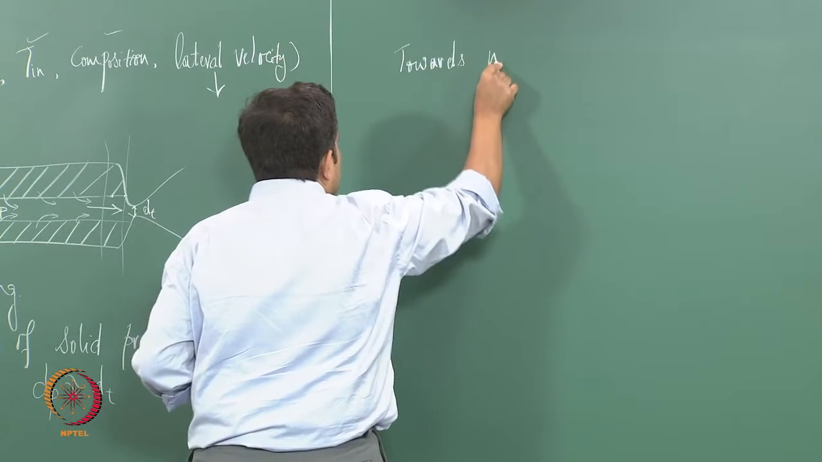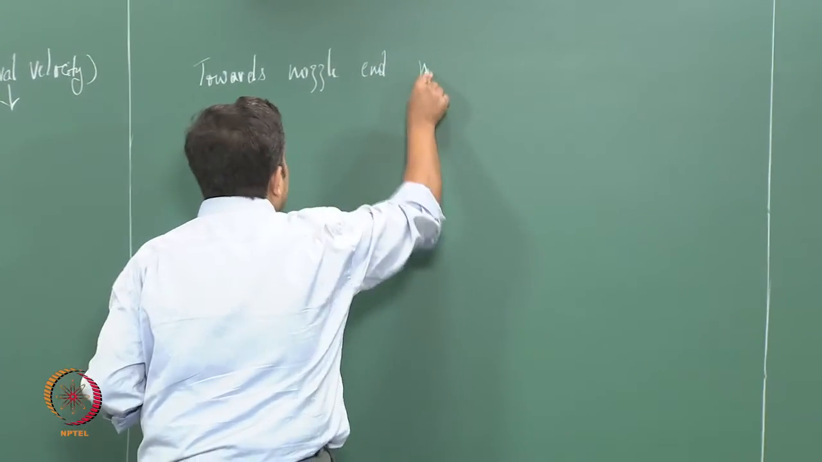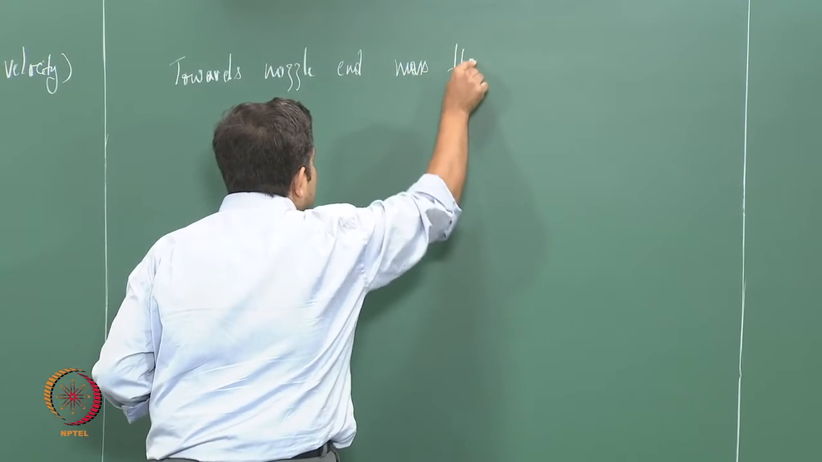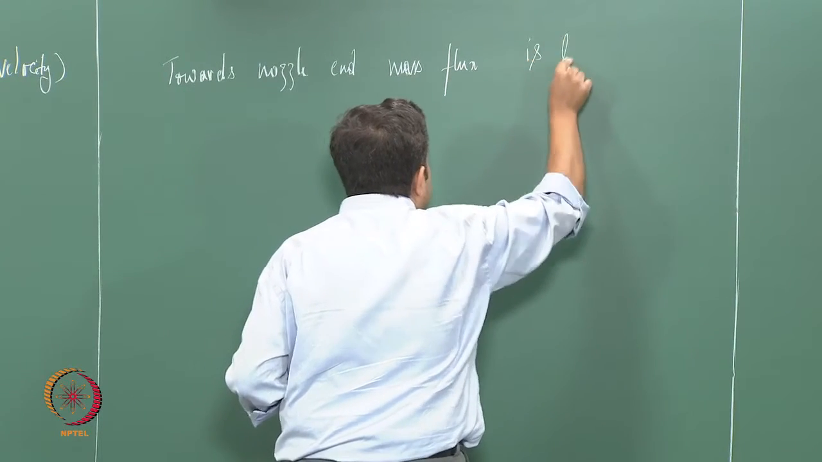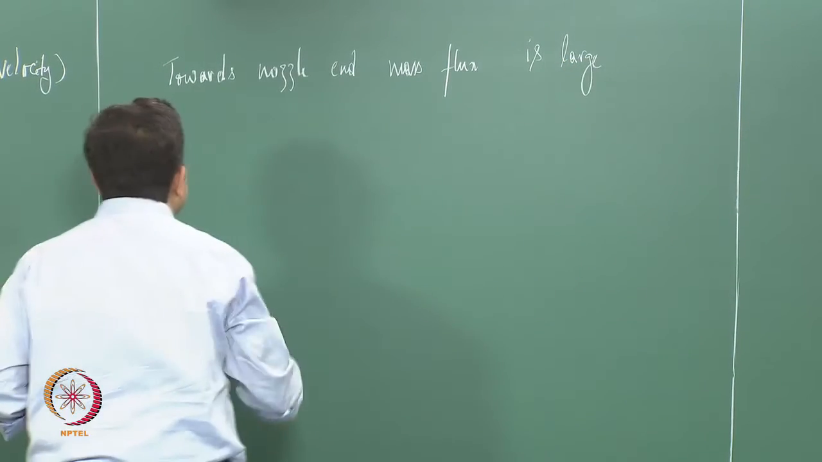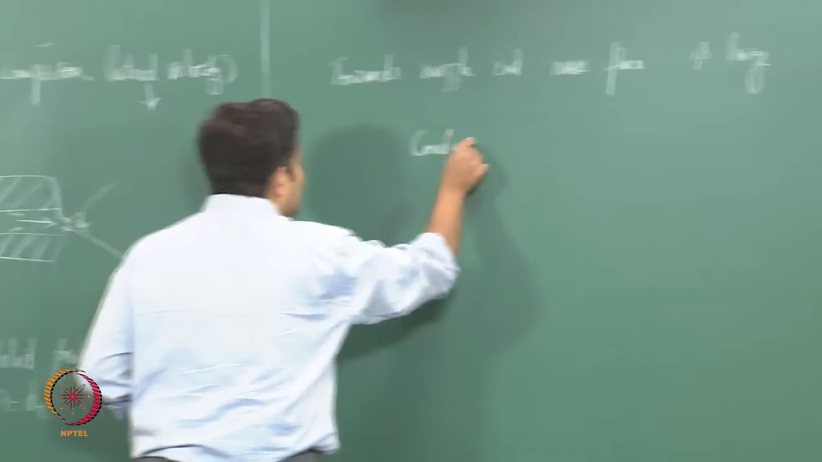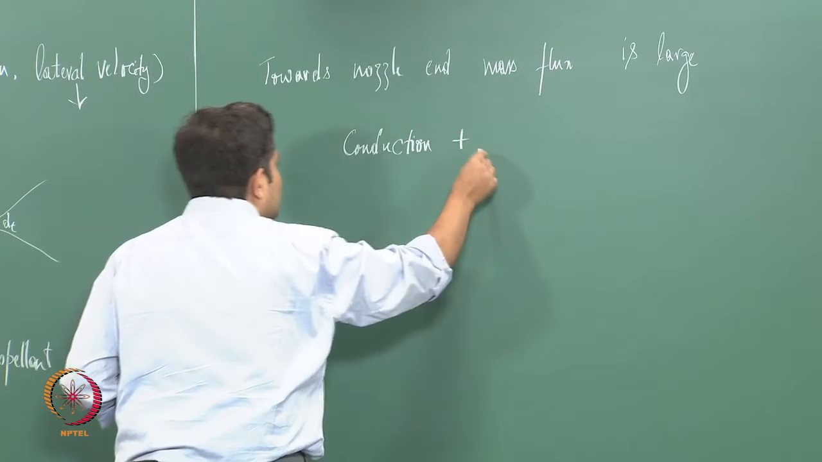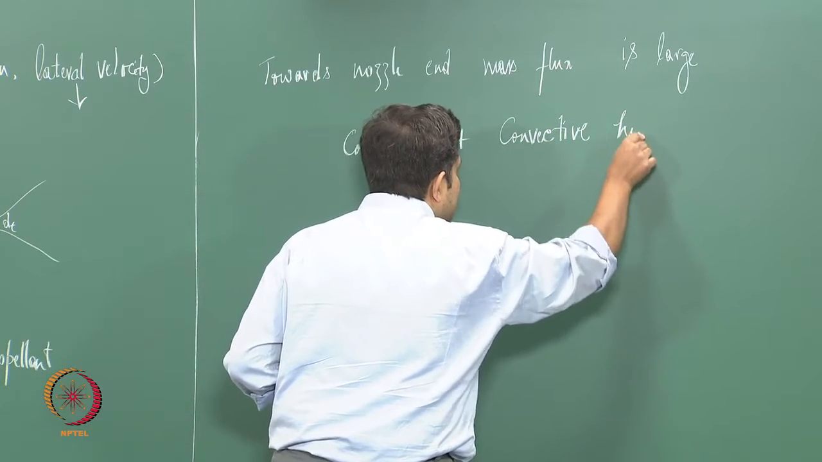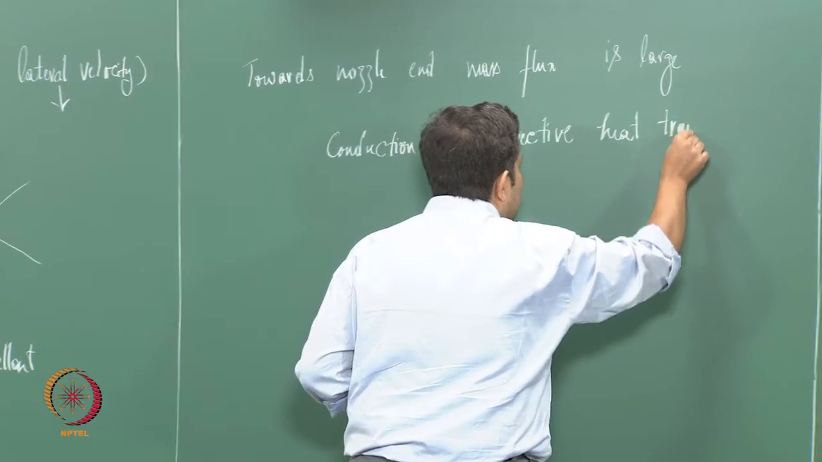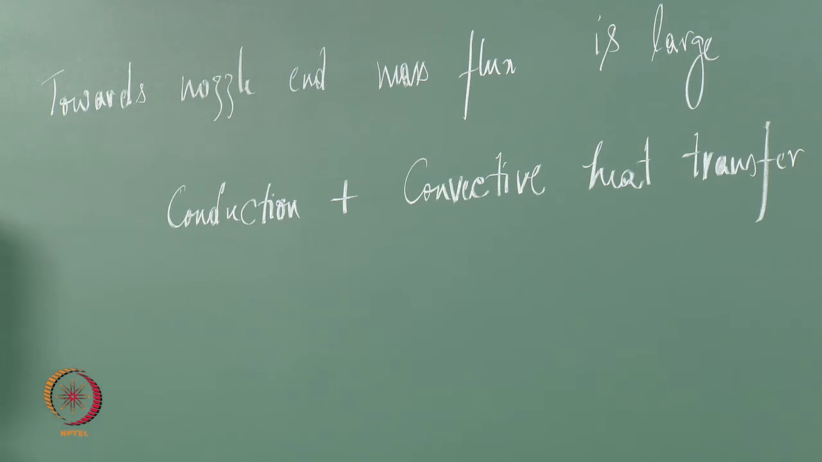Towards the nozzle end, mass flux, that is mass flow rate per unit area, is large, and due to which, in addition to conduction heat transfer, you will also have convective heat transfer, leading to higher heat transfer to the propellant and therefore higher burn rate.